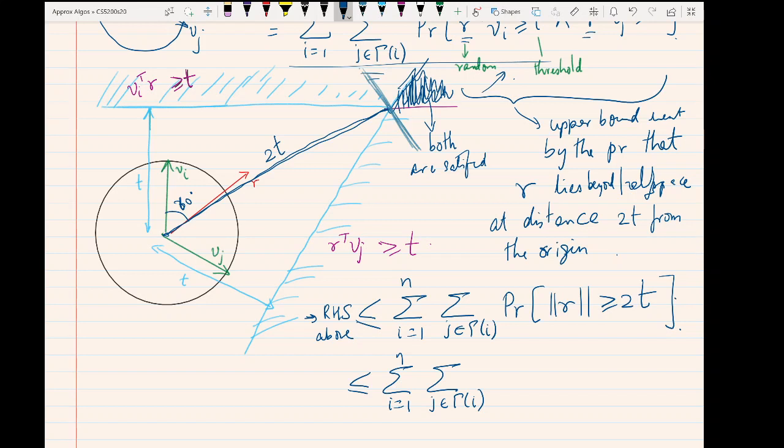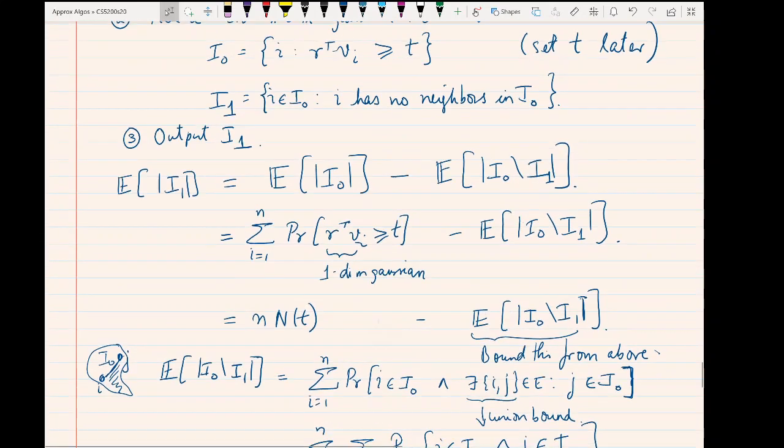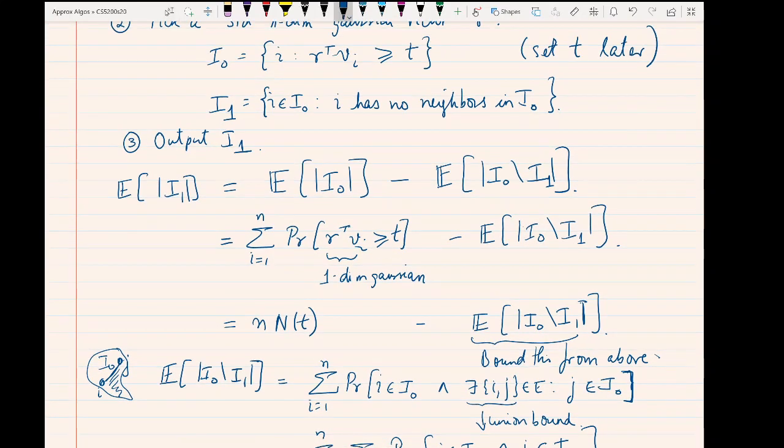Now what does this give us? This quantity is n of 2t. Okay, because recall, what is the probability now that norm R is greater than or equal to 2t? It's just n of 2t by definition. So this expression is of maximum degree delta, so every i can have at most capital delta neighbors. So this is less than or equal to n times delta n of 2t. So now if you go back to our expression over here, we have bounded the first term by n times n of t, and this we have eventually bounded by n times delta times n of 2t.